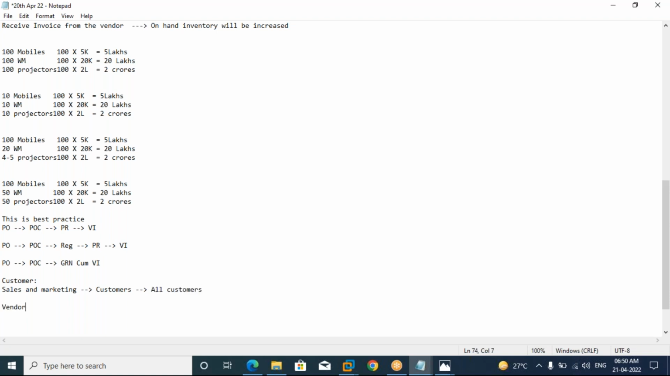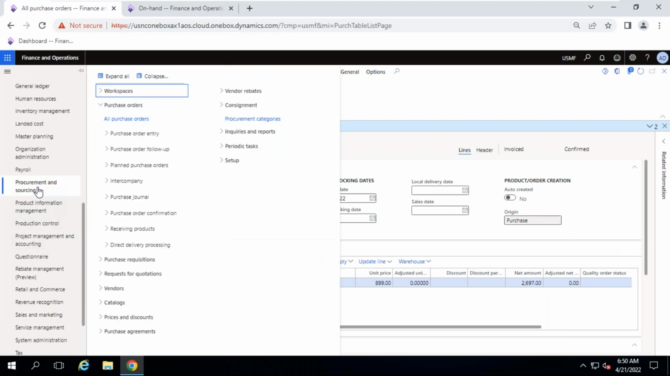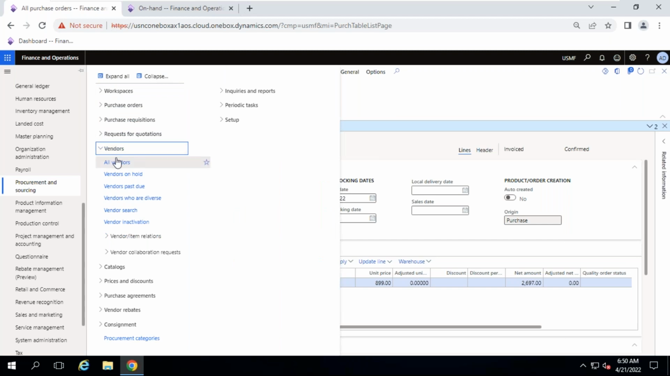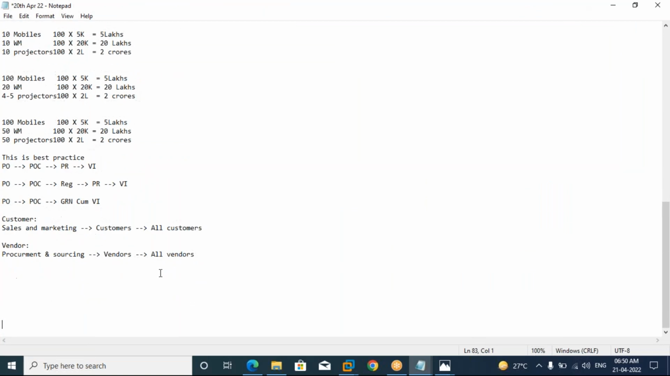For vendor, it is the procurement and sourcing module. Procurement and sourcing, vendors, all vendors. Let me show you. Procurement and sourcing module. Collapse all, vendors, all vendors. Okay. Same for item, or it is released product. It is called released product.